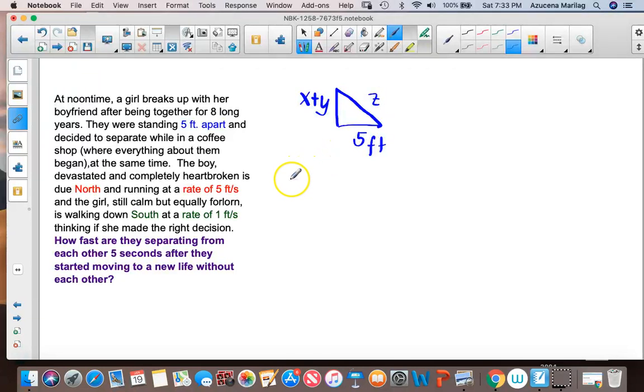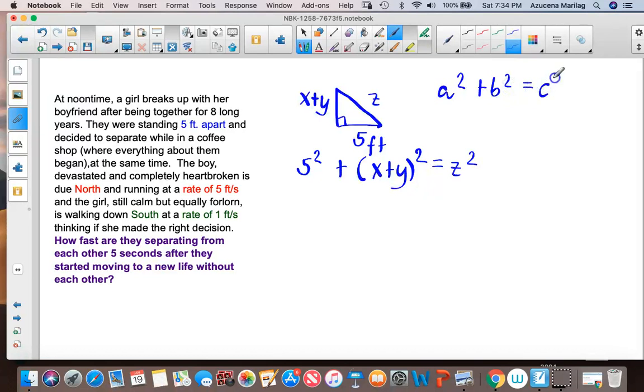Okay, so we're going to write an equation now that relates all of this. So we can write it as 5 squared, remember the Pythagorean theorem, plus X plus Y squared equals Z squared. I hope you remember the Pythagorean theorem, which relates the 3 sides of the right triangle as A squared plus B squared equals C squared, where this letter C represents the hypotenuse, or that side opposite the right angle, and the A and the B are the 2 legs right here.